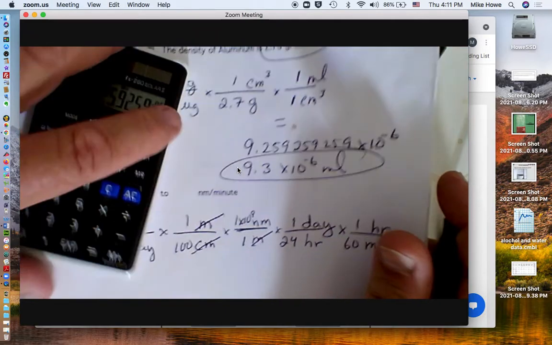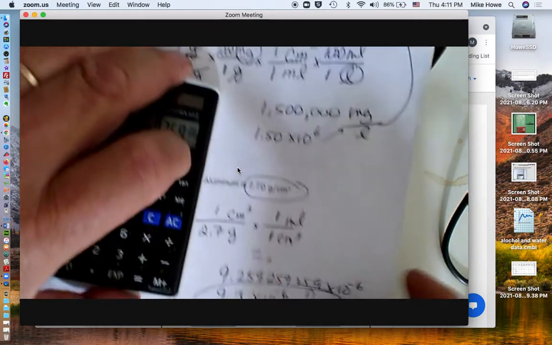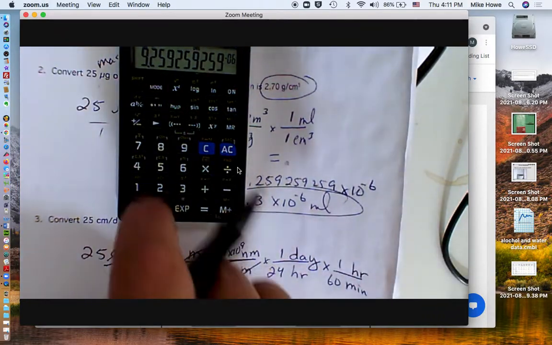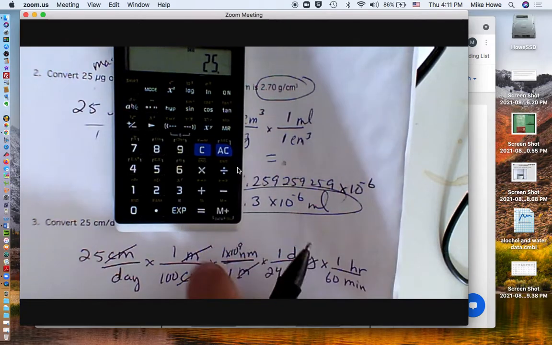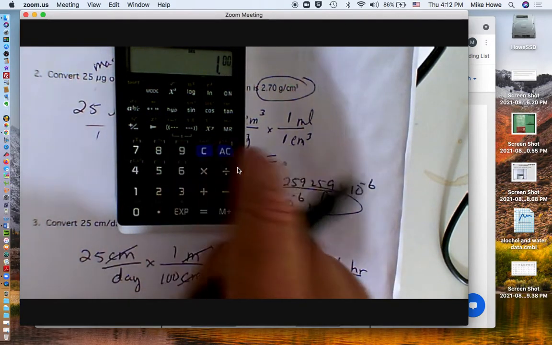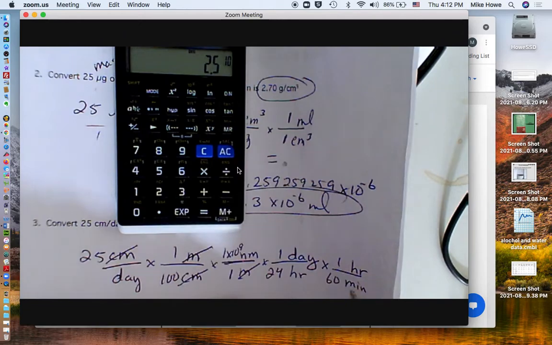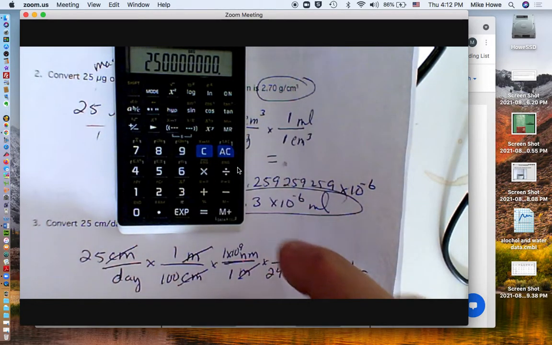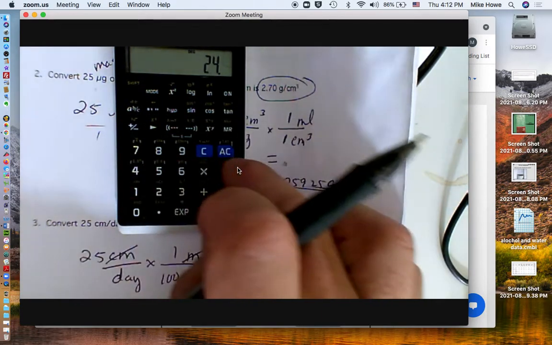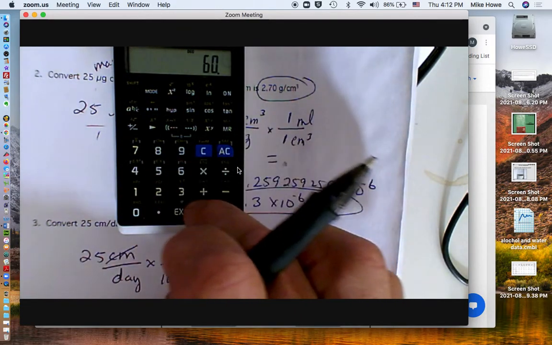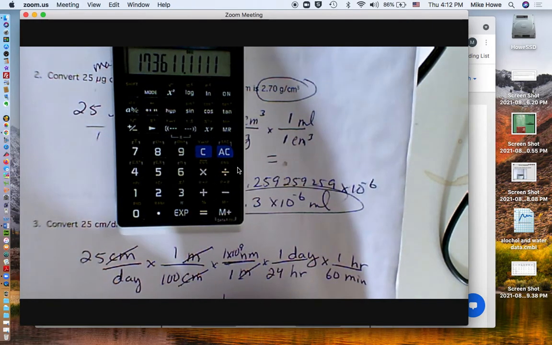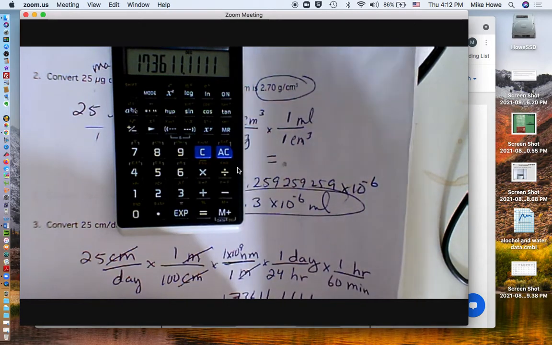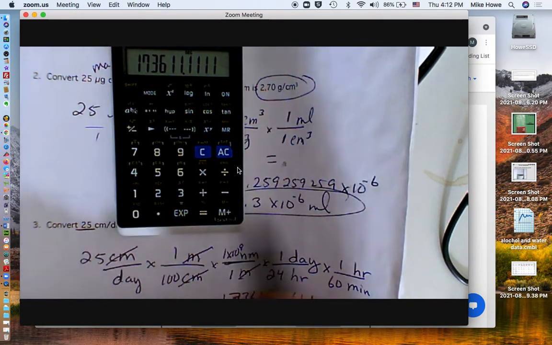So now you do the math. You have 25. Keep it where you can see it here. 25 times 1 billion, so 1 EXP or EE to the 9th. That's everything on top. Then you're going to divide by 100, then divide by 24, and then divide by 60. And my answer is 173,611.1111, but that's too many sig figs because that only has 2.